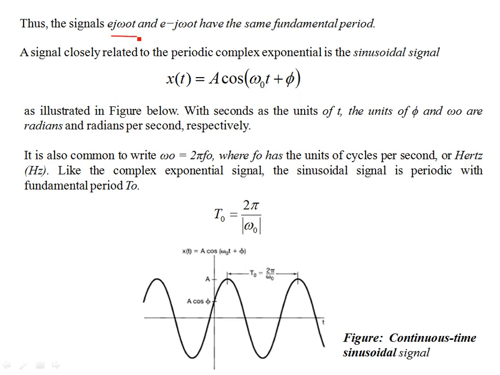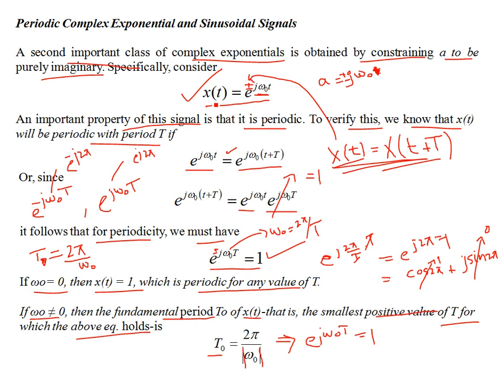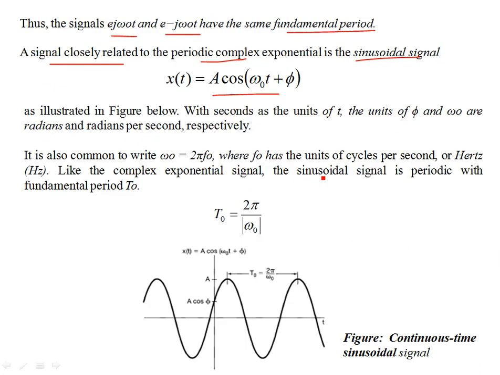Now, the signals e^(j omega naught t) and e^(-j omega naught t) have the same fundamental period. So a signal which is closely related to the periodic complex exponential is a sinusoidal signal. And we can derive the sinusoidal signal from the generic expression of the purely complex exponential signal, because this complex exponential signal can be expanded in Euler's form in cosines and sines. If you take the real part of it, it represents cosine. Take the imaginary part, it represents sine. And these cosines and sines are going to have the same frequency as the complex exponential.